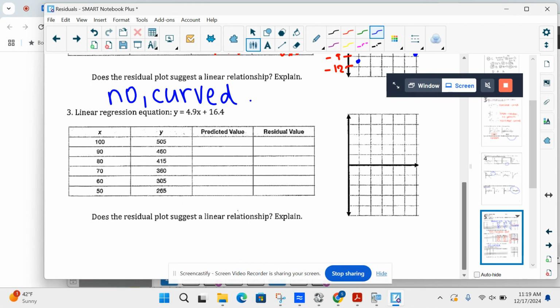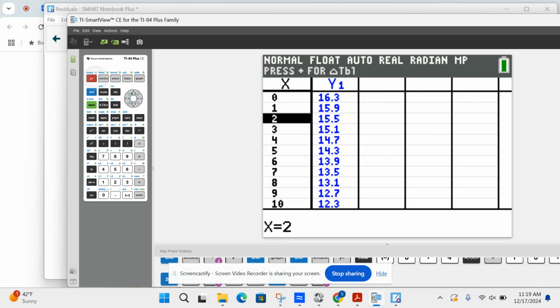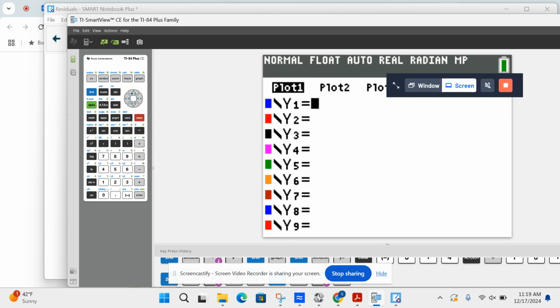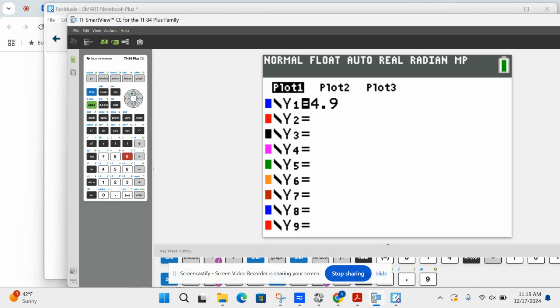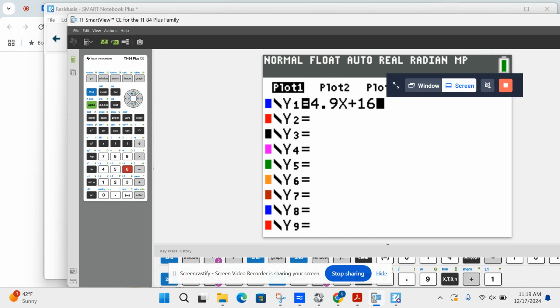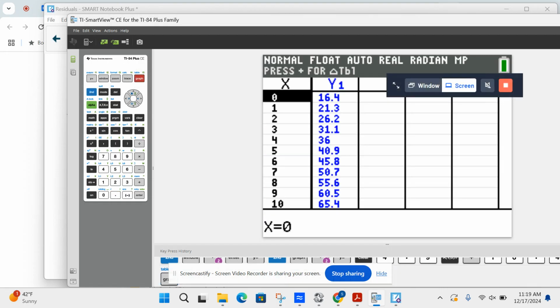Okay, now let's try number 3. So go back to your y equals, and type this equation in: 4.9x plus 16.4, and go to table. Now you're going to have to scroll a lot to be able to see the numbers, but there's actually a different way to do this.